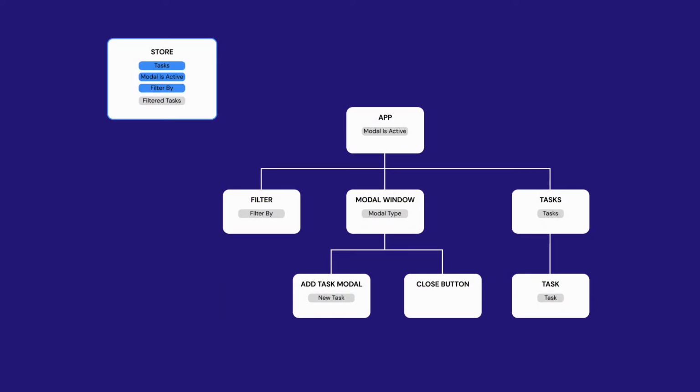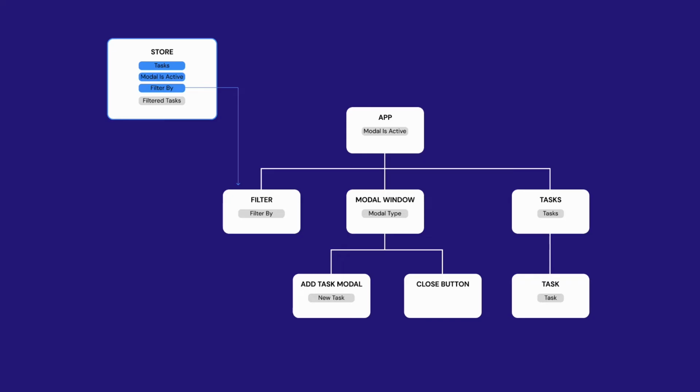And this is how it would work. All the state variables or the reactive variables would live inside a store. And this is the single source of truth of the application. Then the store would feed all the components that need those variables. For example, we would have the list of tasks here, and the tasks would be fed straight to the tasks component without having to pass through the app component. Same thing for the filter. We would have the filter by state inside the store, and this would be passed directly to the filter component.